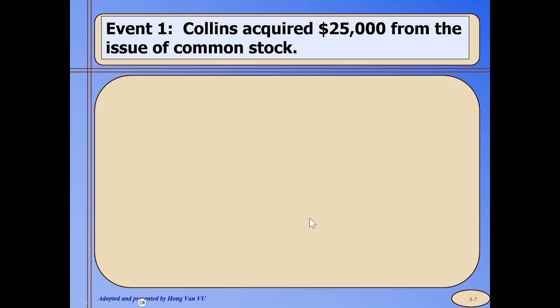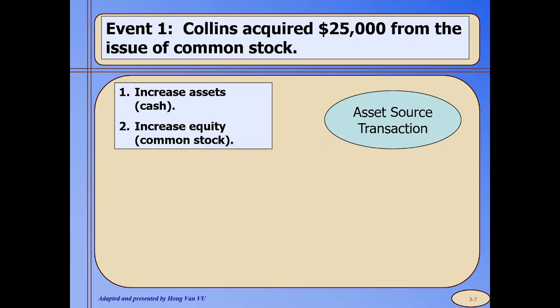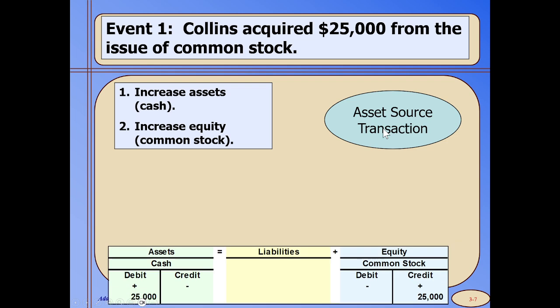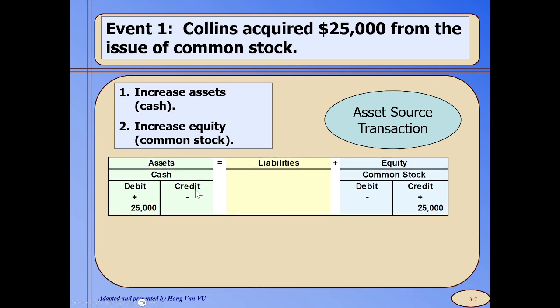Collins acquired 25,000 from the issue of common stock. This transaction increases the cash asset account and increases the common stock equity account. It is classified as an asset source transaction. Here is the illustration of the impact on the T account.